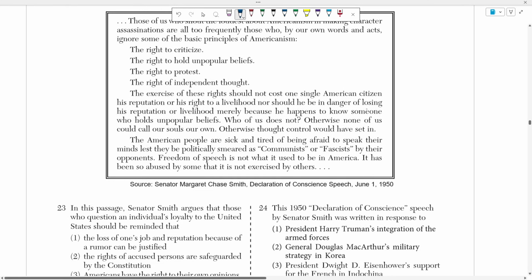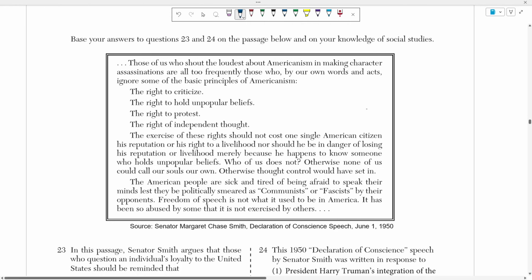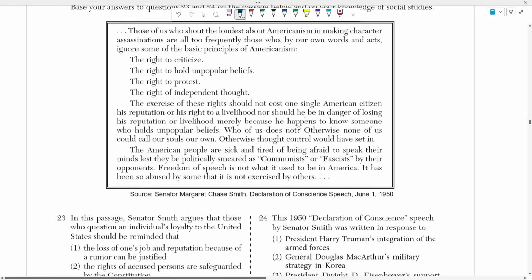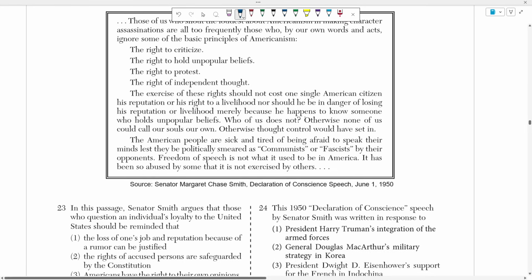Right? Number 23 says, in this passage, Senator Smith argues that those who question an individual's loyalty to the United States should be reminded of what? So let's read it. "For those of us who shout the loudest about Americanism in the clear character assassinations are all too frequently those who, by our own words and acts, ignore some of the basic principles of Americanism. The right to criticize, the right to uphold unpopular beliefs, the right to protest, the right of independent thought. The exercise of these rights should not cost one single American citizen his reputation or his right to livelihood, nor should he be in danger of losing his reputation or livelihood merely because he happens to know someone who upholds unpopular beliefs."